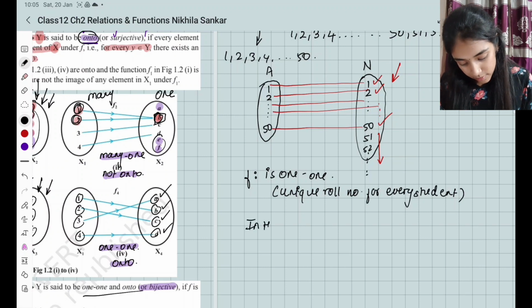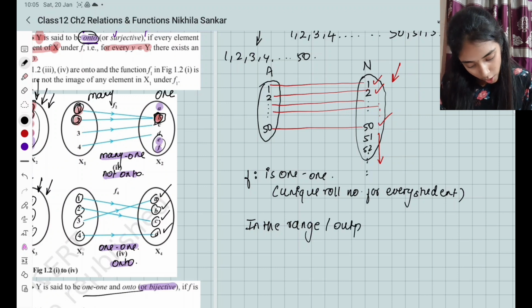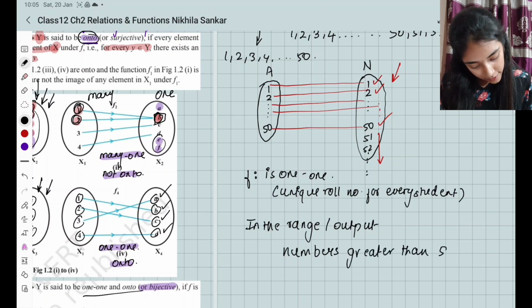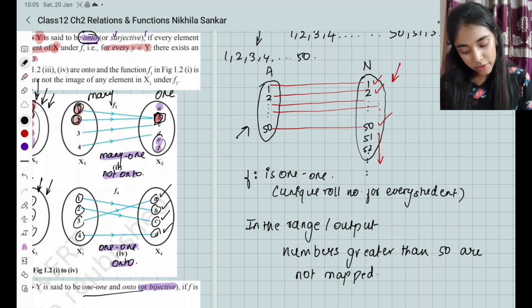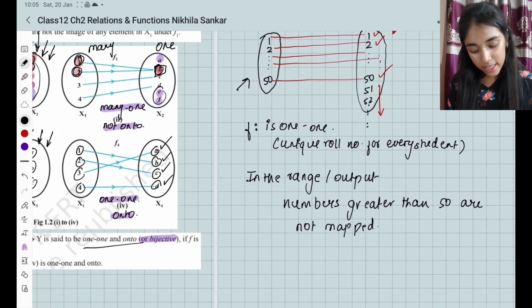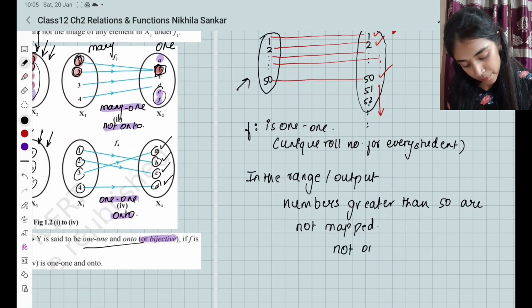In the range or output, numbers greater than 50 are not mapped. Correcta? 50க்கு மேல இருக்கிற நம்பர்லாம் மேப் ஆகல. ஏன்னா மொத்தமே 50 ஸ்டூடெண்ட்ஸ் தான் இருக்காங்க. So numbers greater than 50 are not mapped, which means it is not onto.